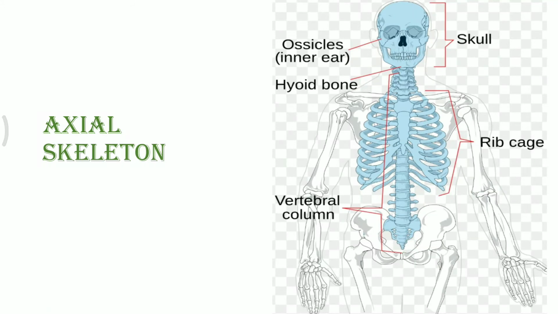The skeletal system is divided mainly into two parts, the axial skeletal system and the appendicular skeletal system. We will be discussing in detail about the axial skeletal system at first. Now, over here in the diagram, you can see that certain structures are shown, and those all are part of the axial skeletal system.